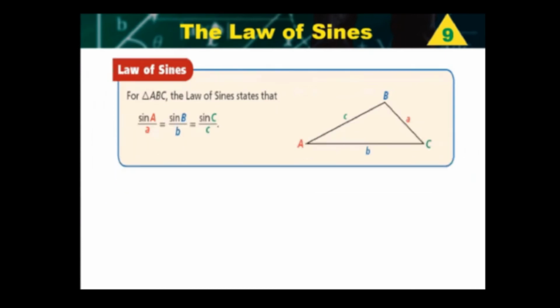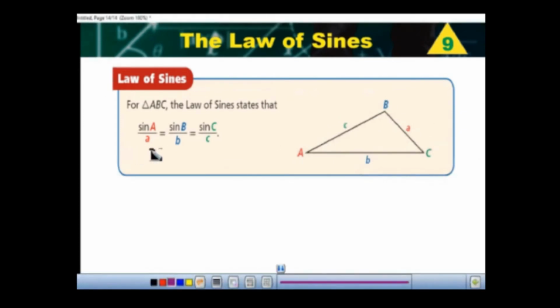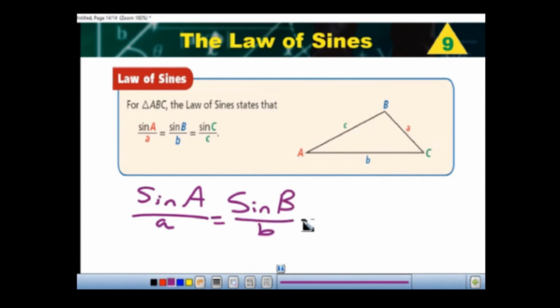So you say sine angle A divided by little a is the same as sine angle B divided by little b equals sine angle C divided by little c. Okay, and it shouldn't look overwhelming, because you always have to use only two of them at a time. You can't use all three of them. Doesn't make any sense. So you just have to pick two to use according to the need, whatever you need.